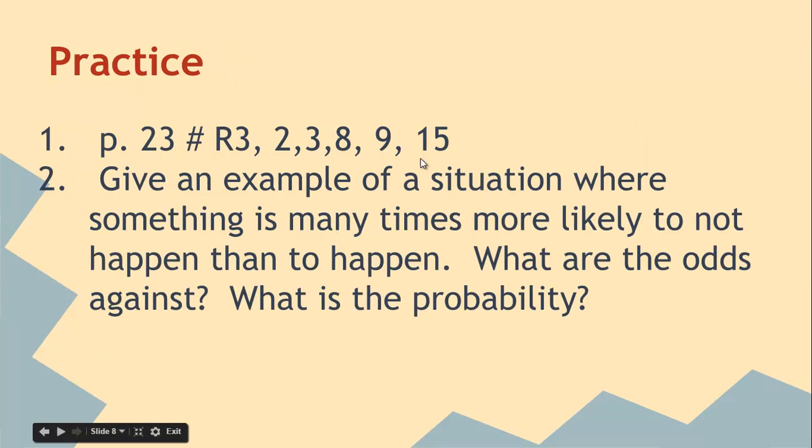Okay, so there are some questions to do, and then a question that you can think about. Give an example of a situation where something is many times more likely to not happen than to happen. What are the odds against? What is the probability?